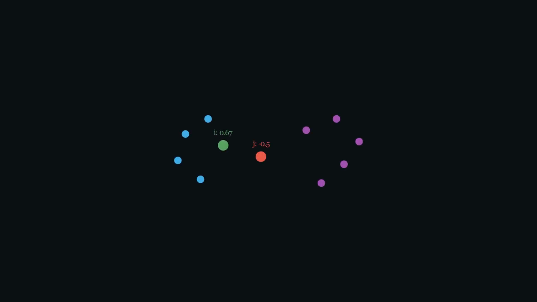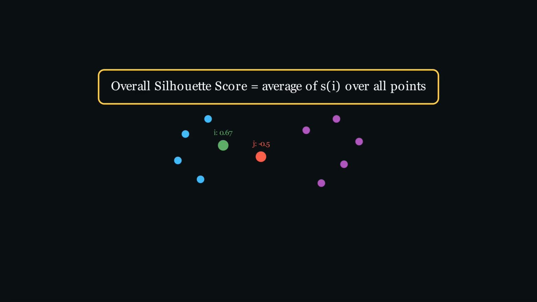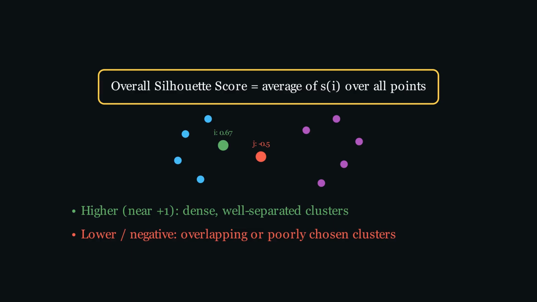So far we only scored one point, point I. To judge the whole clustering, we compute the silhouette value for every single point and then take the average. This one average number is called the overall silhouette score, and it tells us how good the entire clustering is. A higher average score means the clusters are dense and well separated. A lower or negative score means they overlap or are poorly chosen.